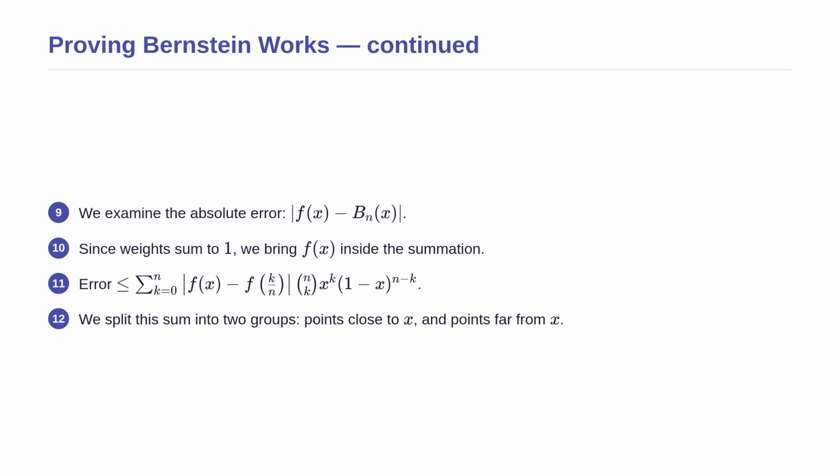To prove this sum can be made incredibly small, we split the sum into two separate groups. Group 1 contains the terms where the sample point is physically very close to x. Group 2 contains the terms where the sample point is far away from x.